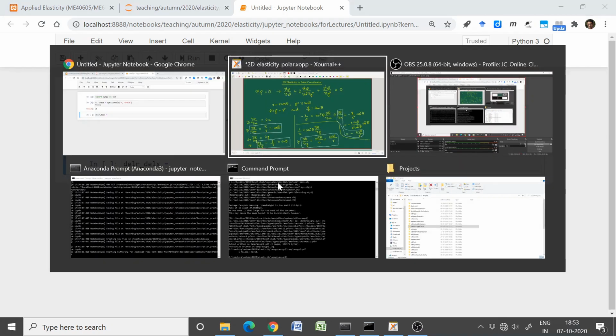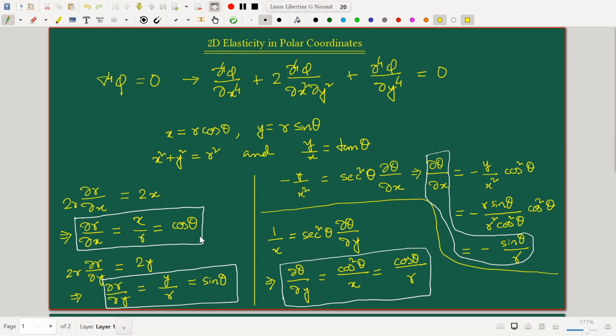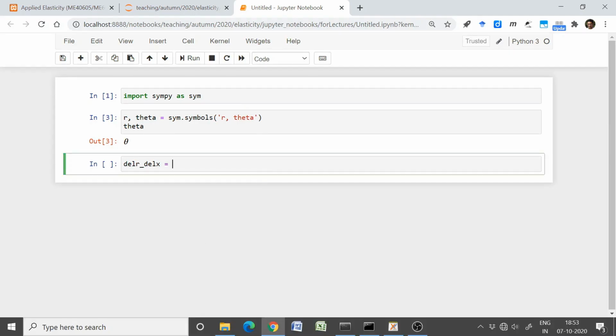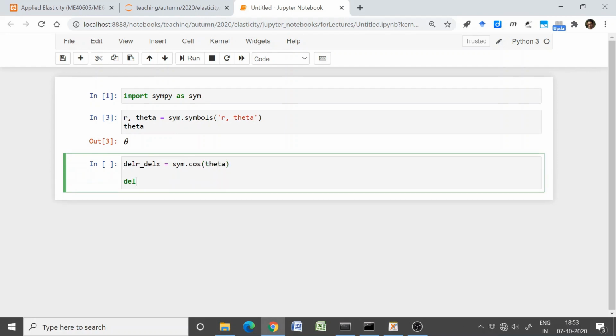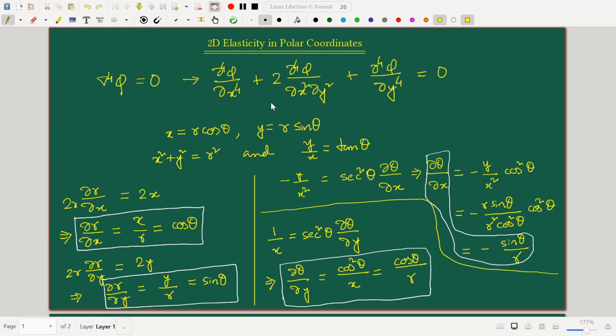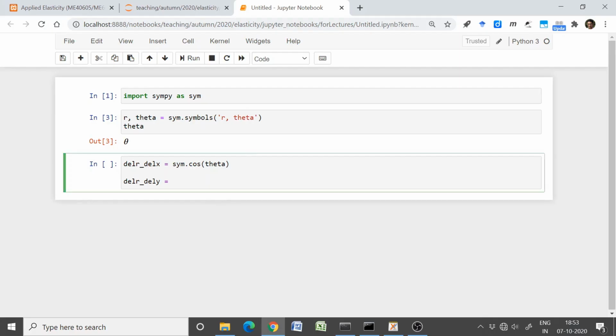So del r del x, let's check again, this is cos theta. So that's done. Next, del r del y. We look at the expression again, del r del y is sine theta. So we use this, sim dot sine theta.